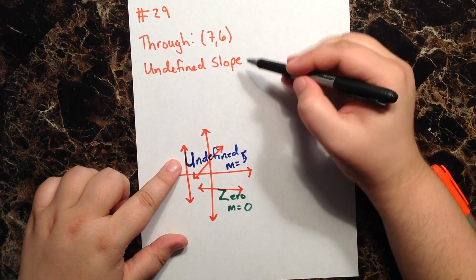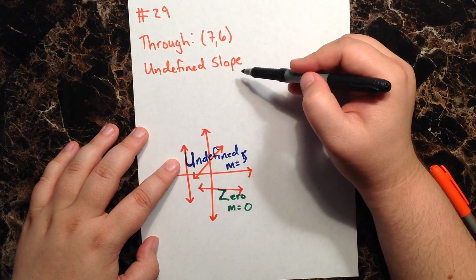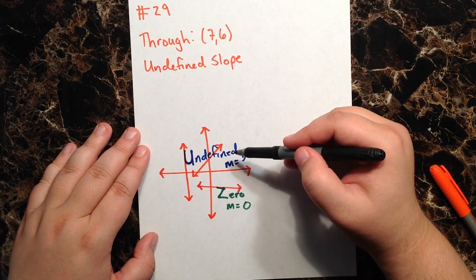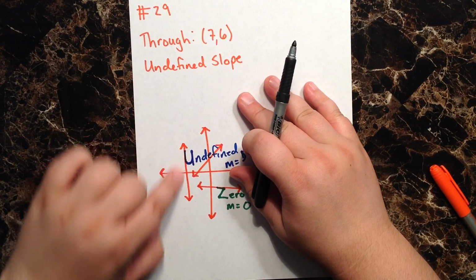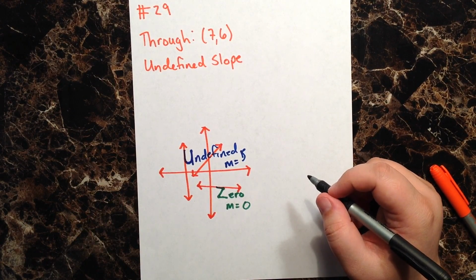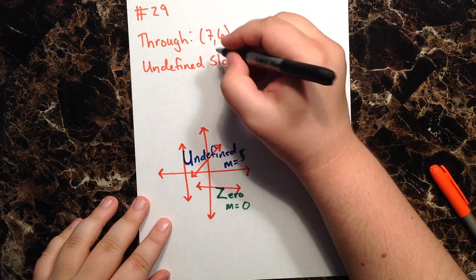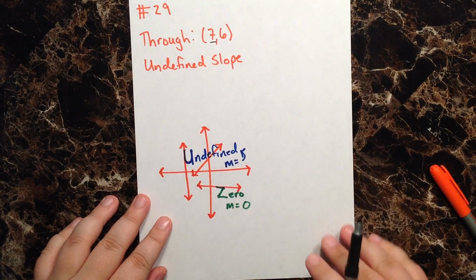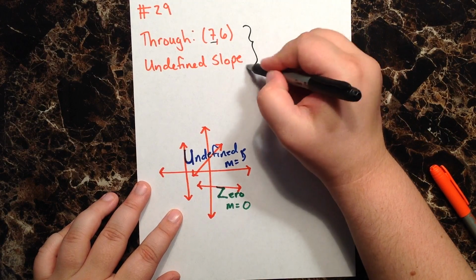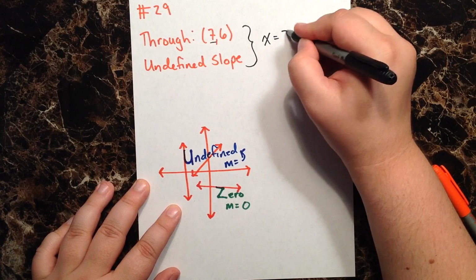So if we know that the line that they want us to come up with its equation for is undefined, well, the only type of line that can have an undefined slope is what? A vertical line. All right. So when we have a vertical line, the only value that we're going to be concerned about as far as the point is the x value, right? Because this equation, since it's undefined, is going to be x equals 7.